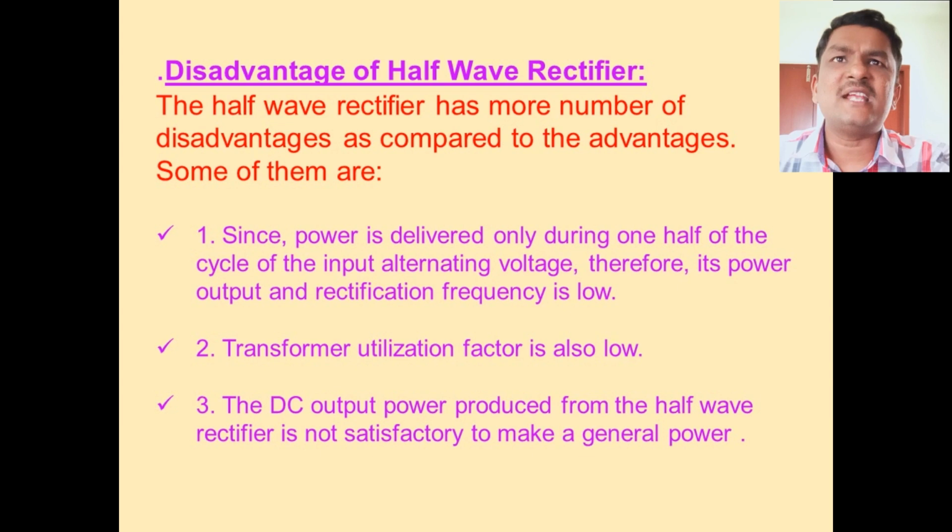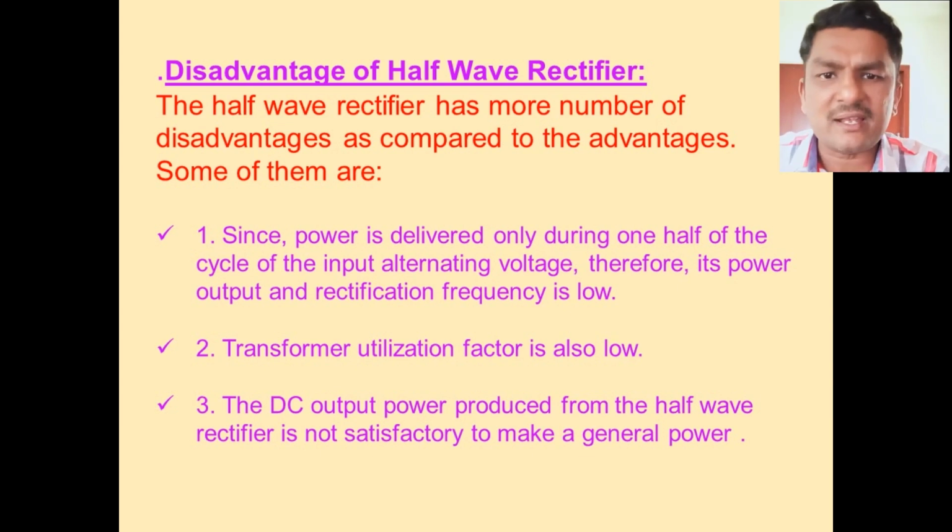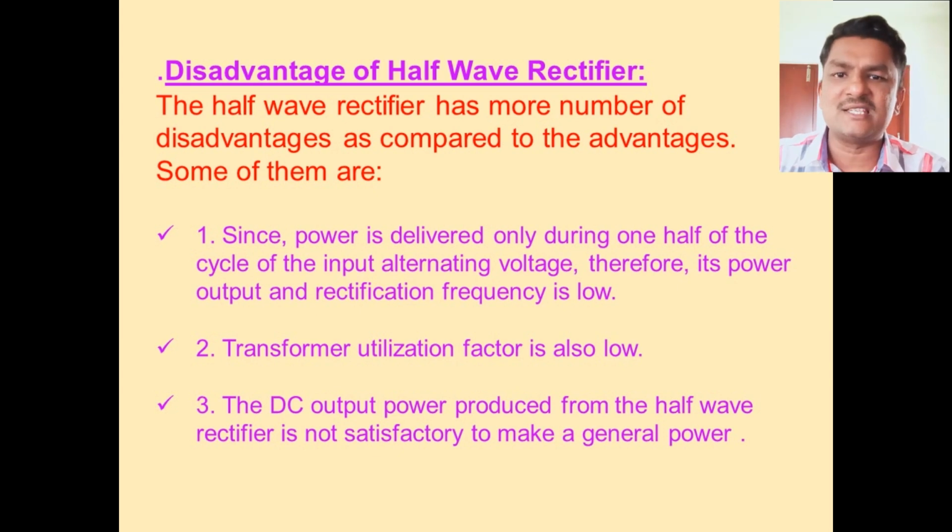Next, disadvantages of half-wave rectifier. Along with the advantages, there are some disadvantages, and those are: the power is delivered only during one half of the cycle. Therefore, the power output and rectification frequency is very low. Power output is very low in the case of half-wave rectifier. That is one of the disadvantages.